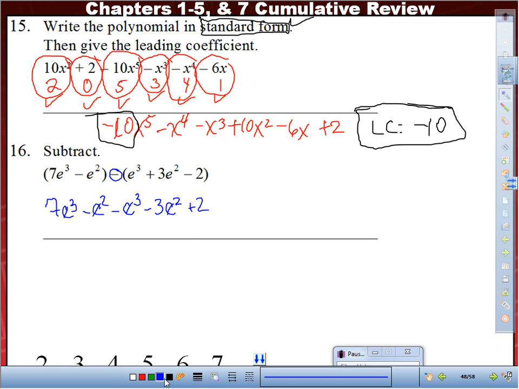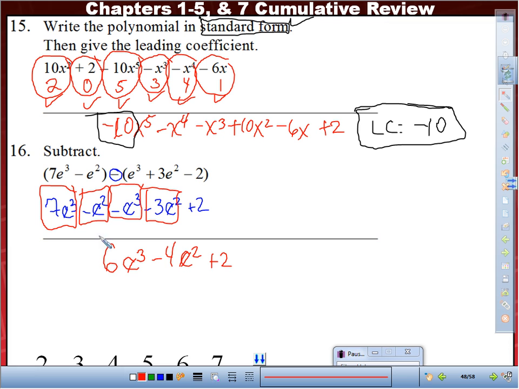From there, let's combine like terms. 7e cubed, take away 1e cubed, that leaves us with 6e cubed. From there, negative e squared and negative 3e squared gives us negative 4e squared. And then at the end, plus 2.